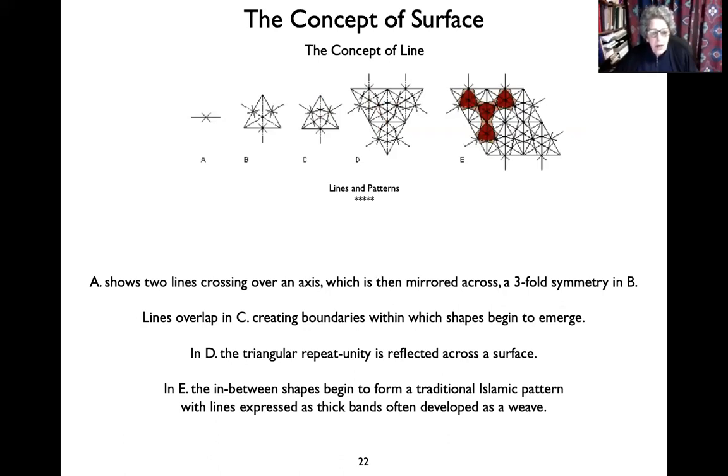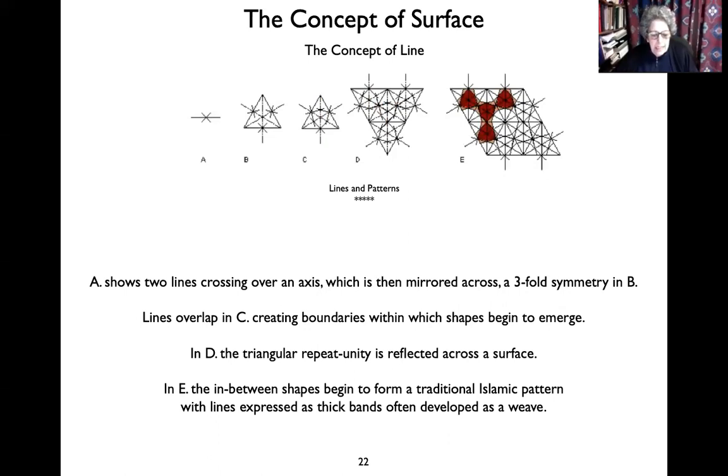So this shows how we need to trace things back to their origin in order to fully understand how something takes place. So here A shows two lines crossing over an axis, which is then mirrored across a threefold dimension in B. So it's been mirrored into this one. Lines overlap in C, creating boundaries within which shapes begin to emerge. And in D, the triangular repeat unity is reflected across a surface, this whole surface.